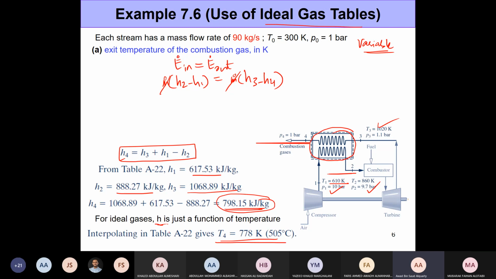This is how we simply calculate the exit temperature. It's simply about applying an energy balance. So this is a simple way of going ahead and solving for part A. Any questions here?